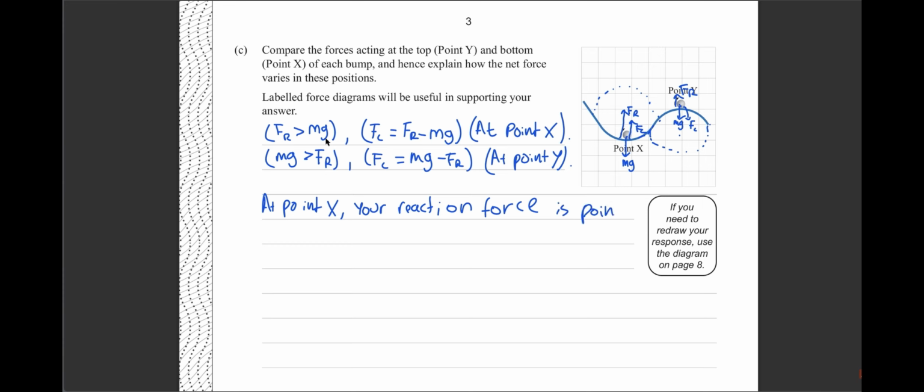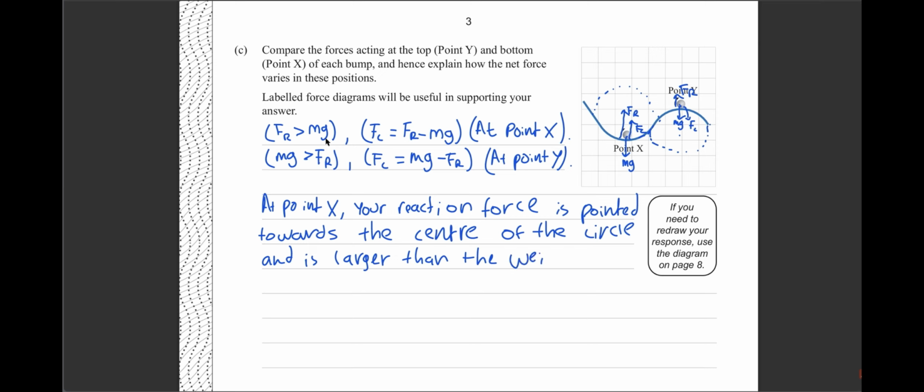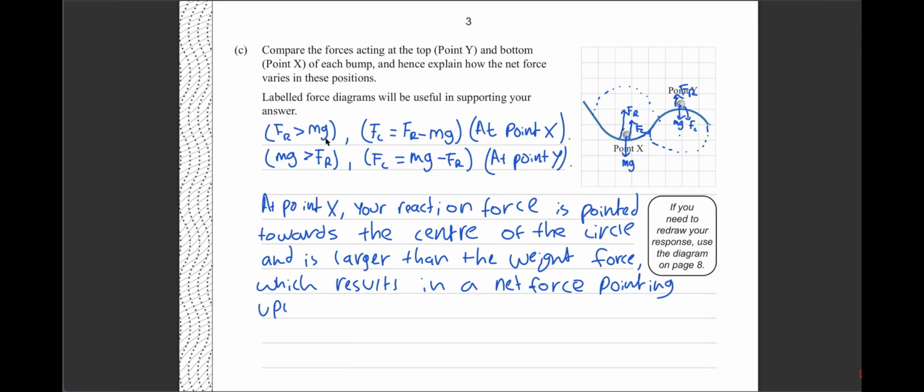It's pointed towards the center of the circle and is larger than the weight force, which results in a net force pointing upwards. So that's just a rough explanation for what's going on at point X.